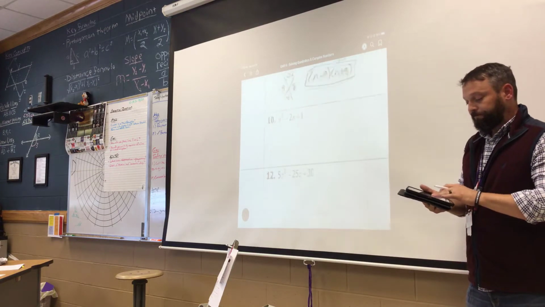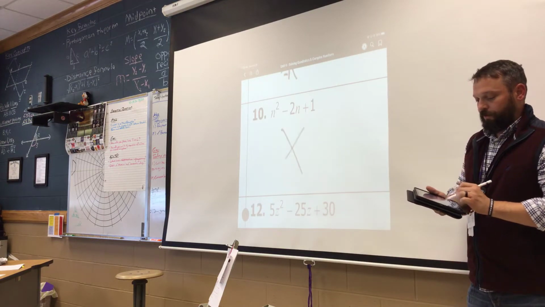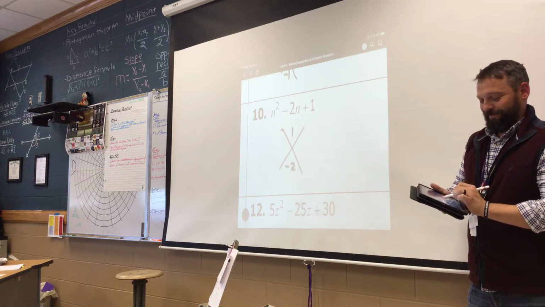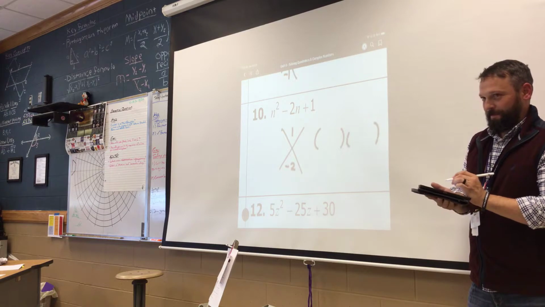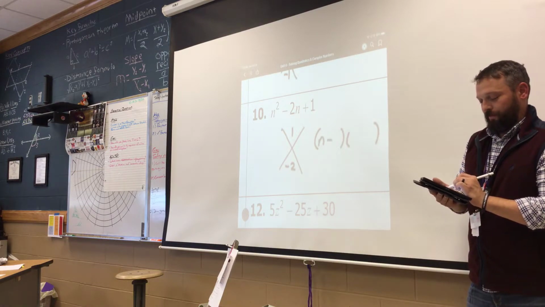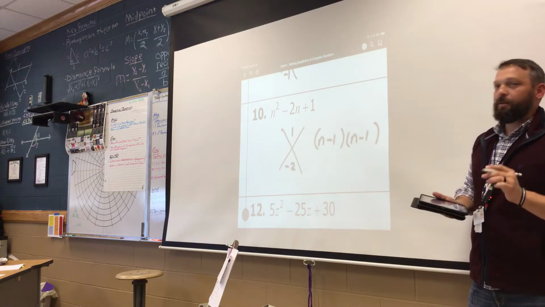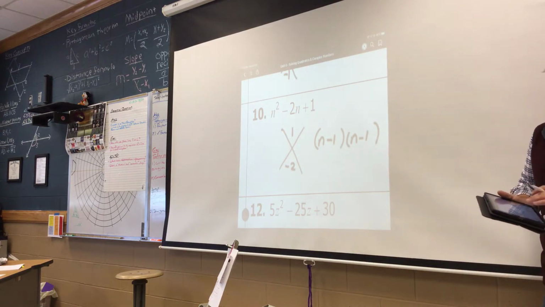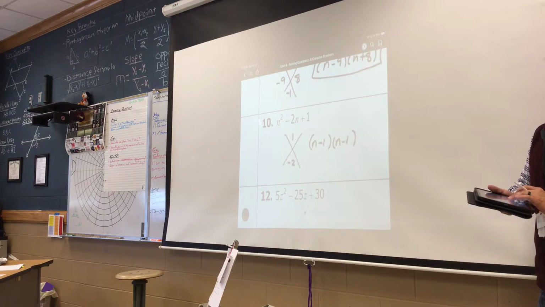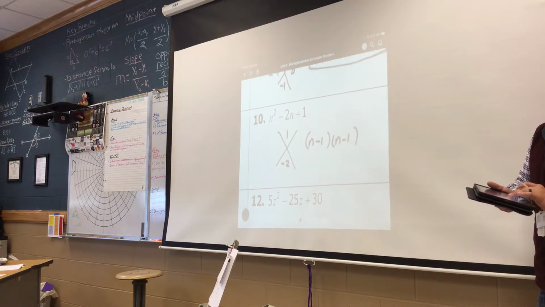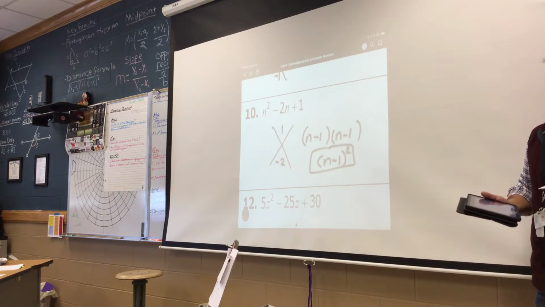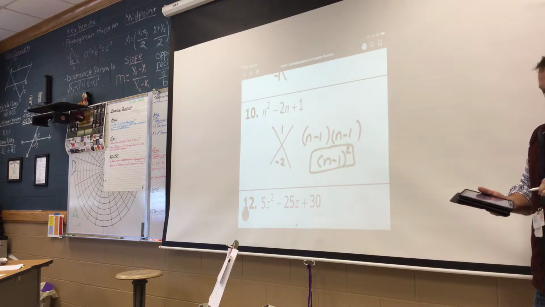All right, so this would be a hard one. What'd y'all get? That was rough, wasn't it? Put a star next to this. You see how they're both literally the same thing? N minus 1 squared. You can write it like that too.